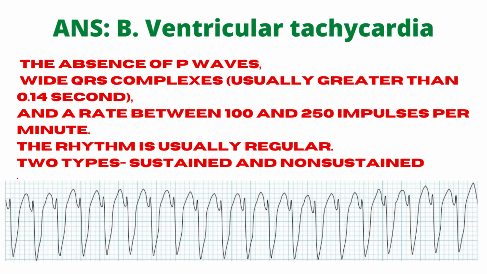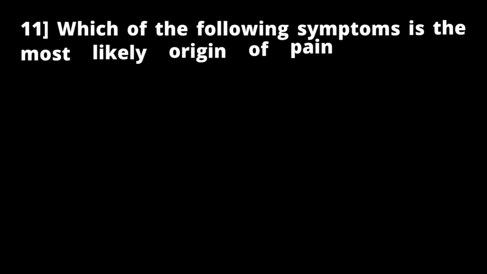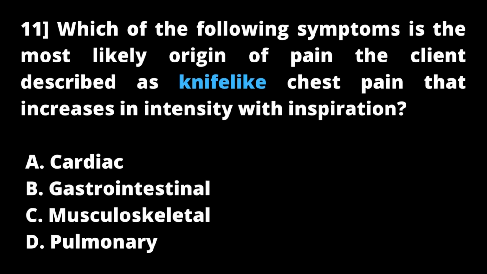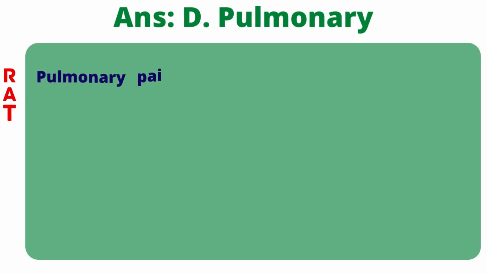Question 11. Which of the following is the most likely origin of pain the client describes as knife-like chest pain that increases in intensity with inspiration? In the question you have to note the important point: the characteristic of the pain is that it is knife-like and the pain increases with inspiration. So what kind of pain is it? Option A, cardiac. Option B, gastrointestinal. Option C, musculoskeletal. Option D, pulmonary. So the right answer is option D, pulmonary.